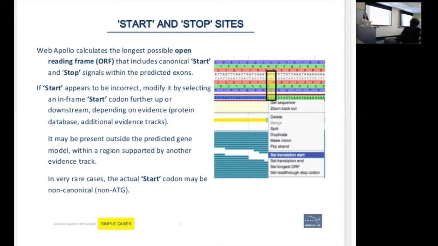In very rare cases, the start is actually not an ATG. And we don't have a way of saying that a start is not an ATG other than you set the translation start and make a note. So we don't have a flag or a different color for this. So until we do, make sure that if you encounter that, if the gene that you're working with starts with a non-canonical ATG, then you have to report that.